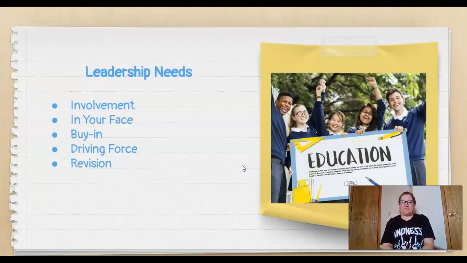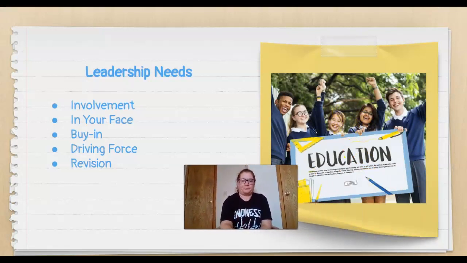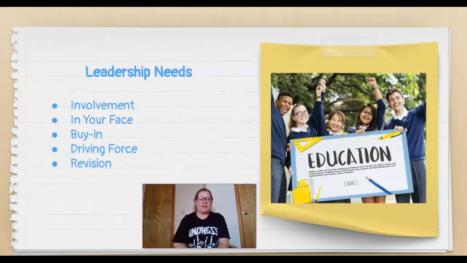So, in my opinion, when it comes to vision and mission statements, leadership needs to be involved. Make sure that you're involved, make sure your whole staff is involved, all those stakeholders that I just talked about, all those people need to be involved. And I believe as an administrator, when we're looking at those, it's your responsibility to make sure that all those people are involved. It needs to be in your face.